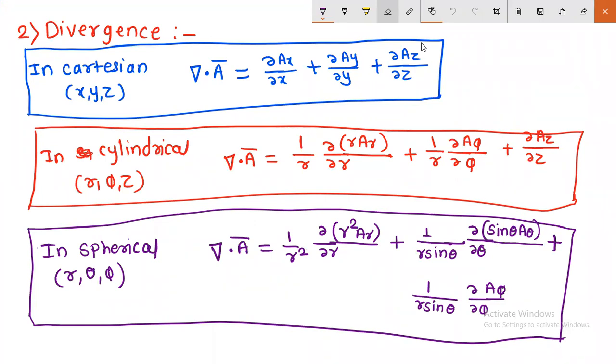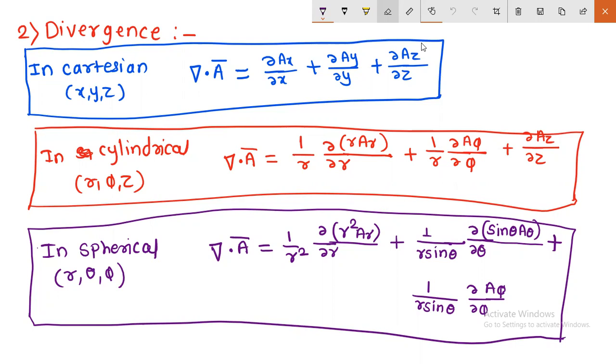If I am asking the formula of cross product, the length of projection, vector projection, any formula, you should be able to remember it today. Then and only then can you remember. Otherwise, you will start reading the further points and you will forget the previous points. So this is your divergence formulae.